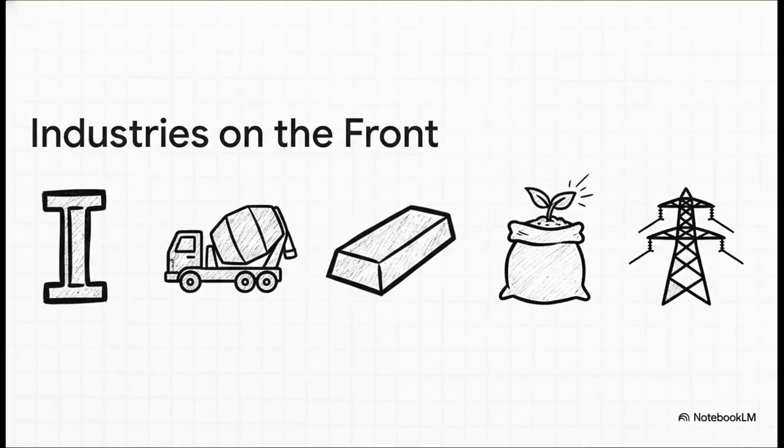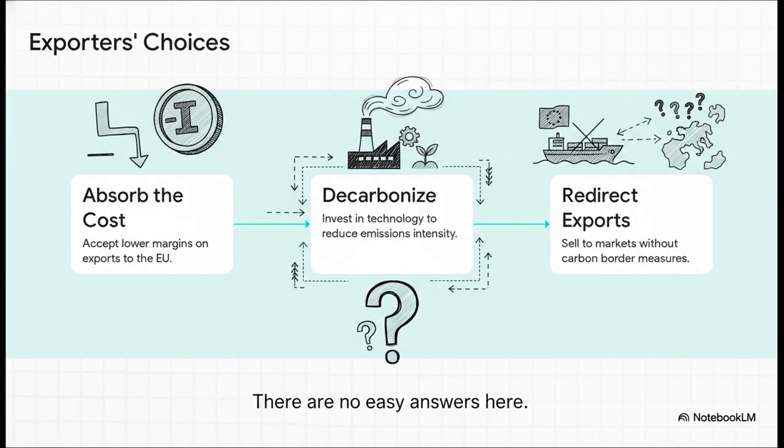And the first industries on the front line are the big polluters. Steel, cement, aluminum, you name it. So if you're, say, a steel producer in India or a fertilizer company in Brazil, your life just got a whole lot more complicated. Selling to Europe, one of your biggest markets, now comes with a brand new, potentially huge price tag.